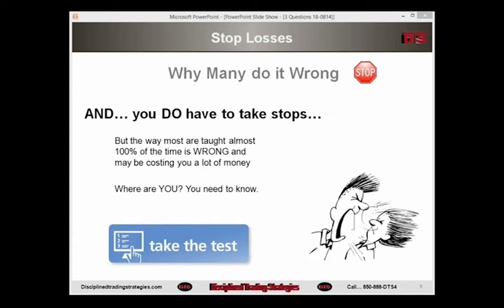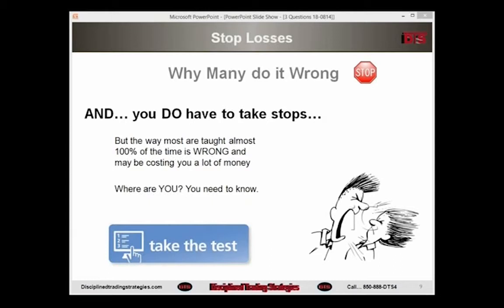Simply go back and look at, if you're a day trader, your last 20 trades, or whatever period of time you want to look at, and just ask the question: what if I didn't stop out of any of these trades? What would have happened? Now, there's going to be two answers.